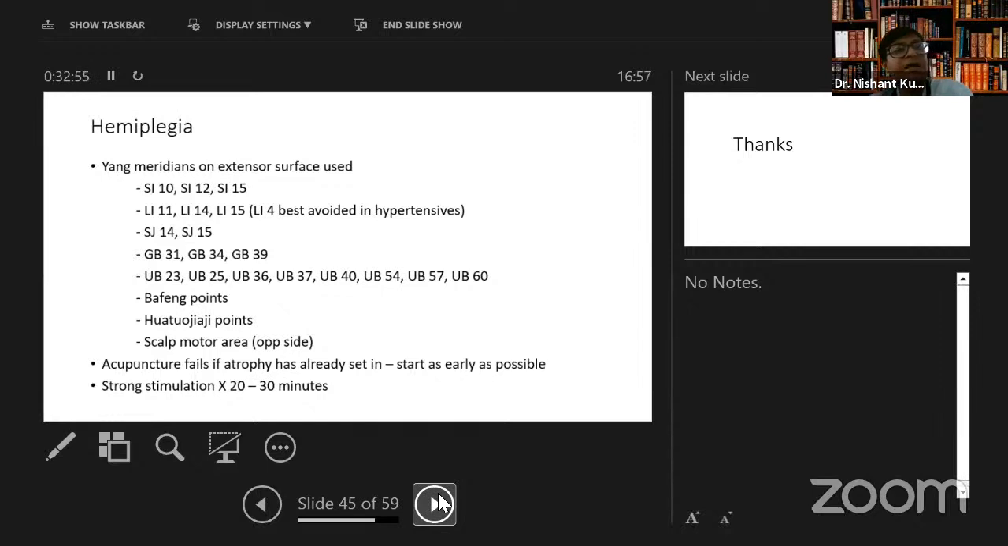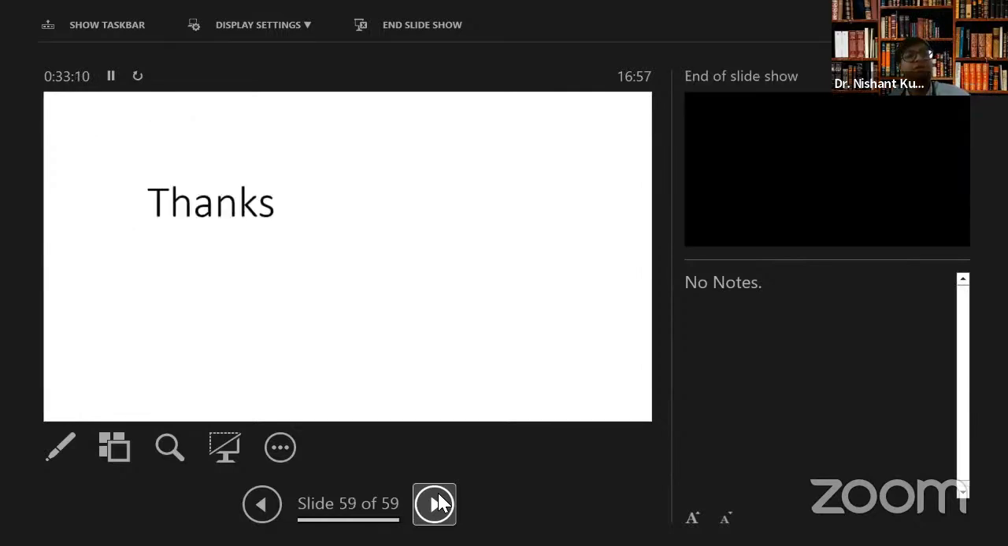For hemiplegia, again, you have the same points on the affected side. Okay. Now, if atrophy has set in, acupuncture will not help. So you have to start as early as possible. It can be added to your physiotherapy regimen. Okay. So these are the medical disorders. I have omitted a few.